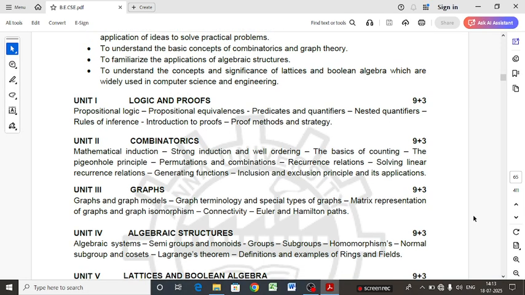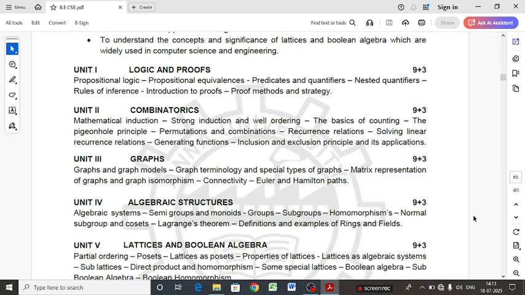The next, unit number 4, algebraic structures. The algebraic structures unit has 4 subtopics. First one, properties of binary operations. Second one, groups, subgroups, and related theorems. Then third one, kernel of homomorphism and related theorems. Then the last one, ring and field.